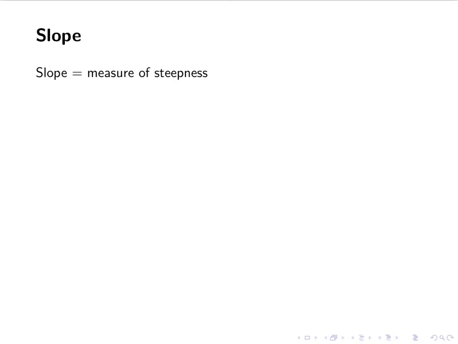Slope is the measure of steepness of a line. The higher the slope in absolute value, the steeper the line is. We usually represent slope by the letter M, and that comes from the Greek word for mountain. It also comes from the English word for mountain, I guess, but that's where the M comes from.